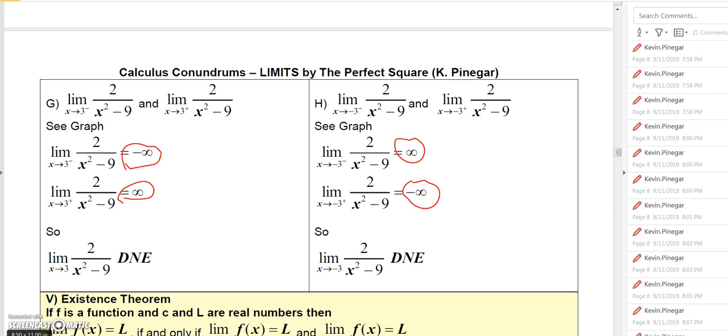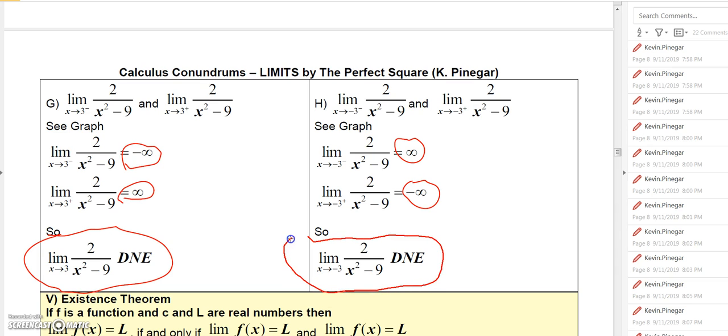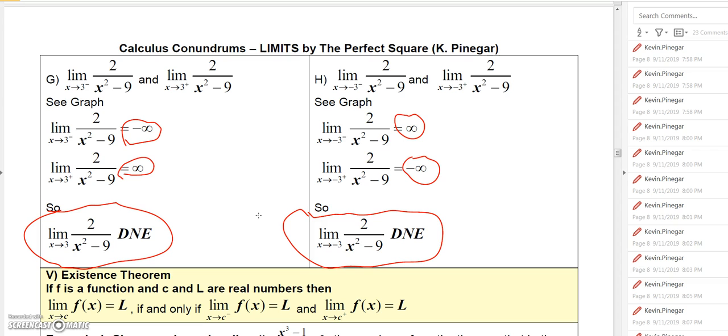Now, again, the two-sided limit does not exist, okay? Because, well, first of all, they're not equal, and secondly, they go to infinity. So the limit itself does not exist. Even the one-sided limits don't exist.